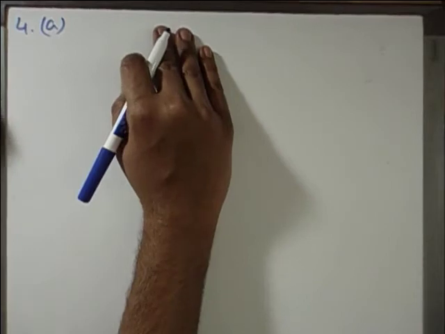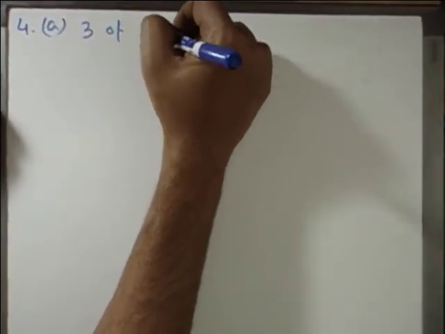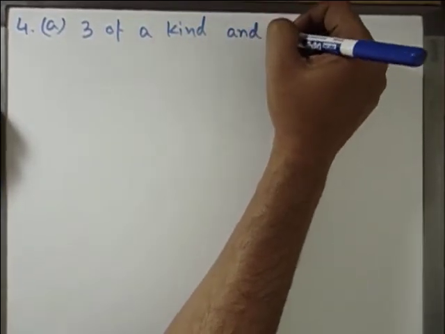Next, let's do example 4. Suppose 5 cards are chosen randomly, uniformly from a deck of 52 cards. What is the probability that we get a full house? So if you remember, full house was 3 of a kind and a pair.